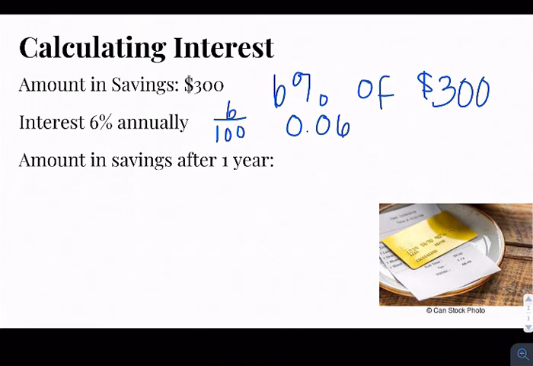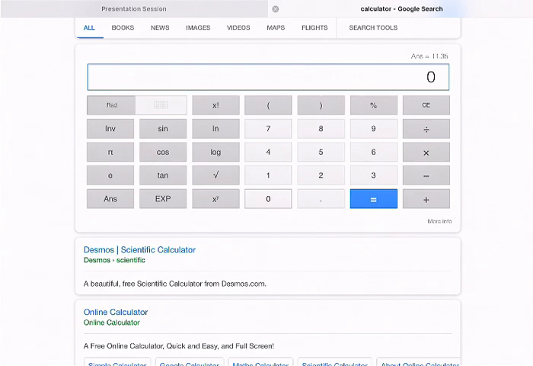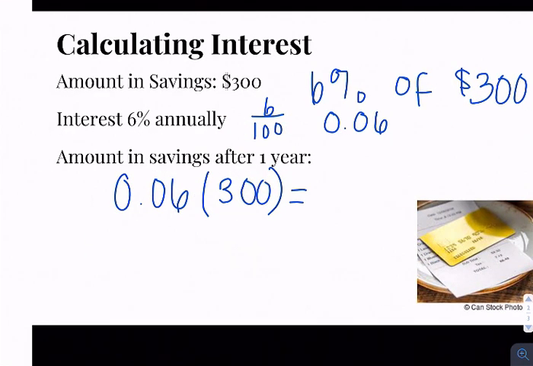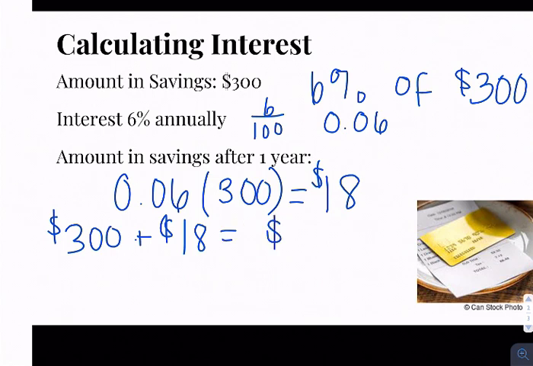So after 1 year, if we've earned 6%, we need to take 6% and multiply it by $300. And let's see what we get. 0.06 times 300, and we get $18. So we're going to earn $18 that first year. So then how much do we have total after we've earned that $18? So we have $300 plus $18. So our total after 1 year is $318.